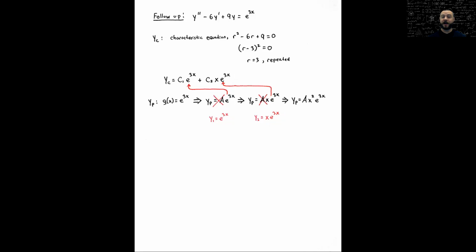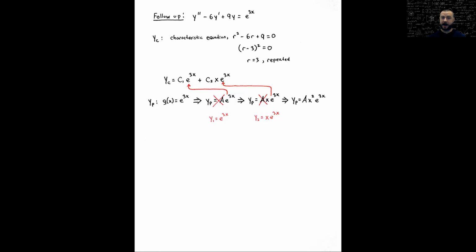Well, we just multiply by another factor of x. So yp as A e to the 3x, we actually have to modify that with 2 factors of x, giving us this proper or correct form for yp that will work. A times x squared e to the 3x. And we have 2 factors of x there included because there were 2 duplications of yp between y1 and y2.